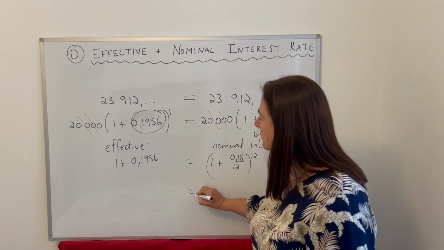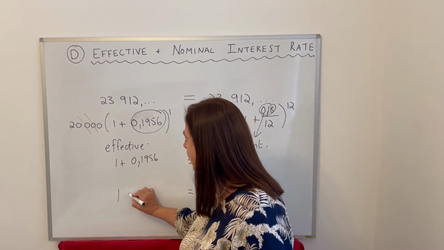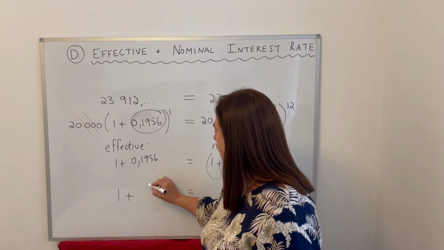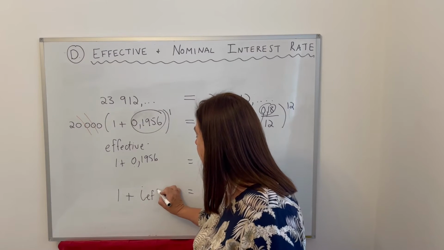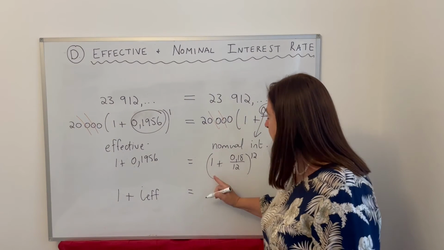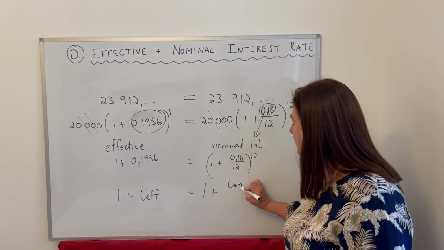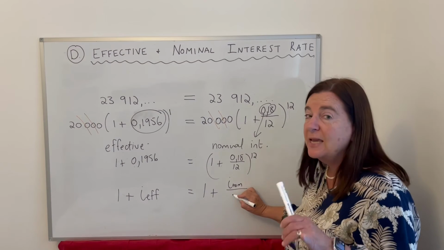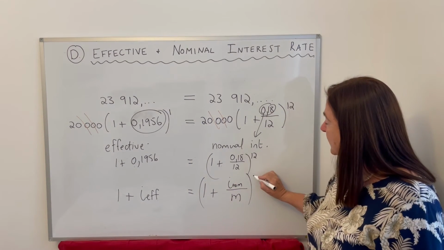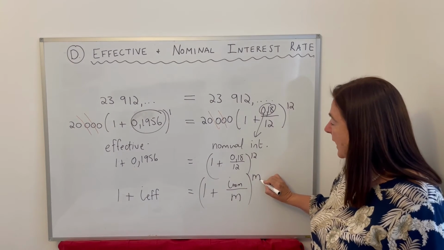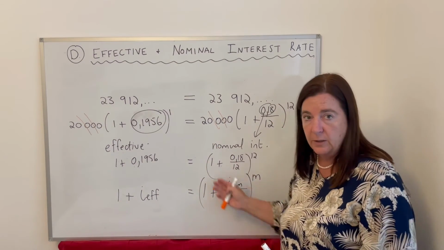Now, if I want to make a formula from this, it's always going to be 1 plus my effective interest, whatever the effective interest is. And on this side, my formula is going to be 1 plus whatever the nominal interest rate is over the number of time periods in 1 year, and over here would be the number of time periods in 1 year. And there's your formula. That's your formula for converting effective to nominal or nominal to effective.